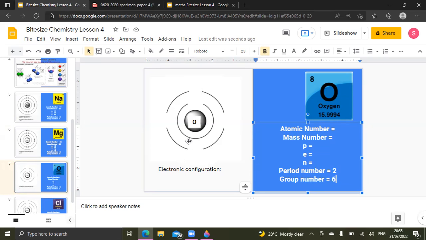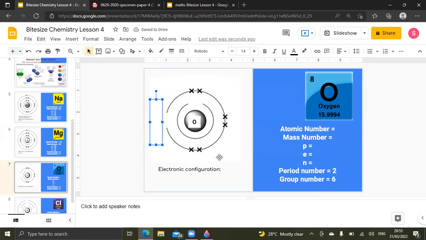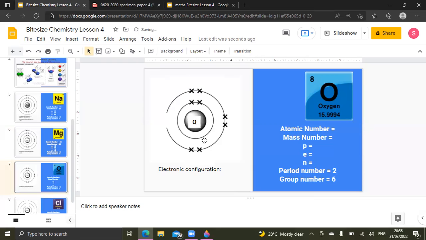Yes. So what do you need to do? Draw 2 orbitals representing the period. 2 orbitals is the period number. And then the group number will represent the outer shell electrons. So in other words, you can put 6 here. We can work it backward. Only 6 here. 2, 4, 6. What would be inside here? Inside here is maximum 2. If that is the case, what would be the atomic number? Atomic number would be 2, 4, 6, 8.